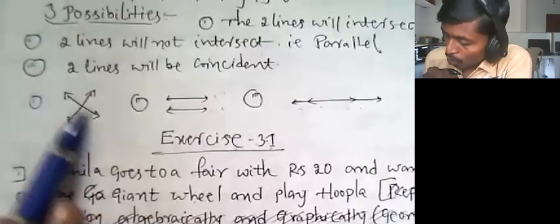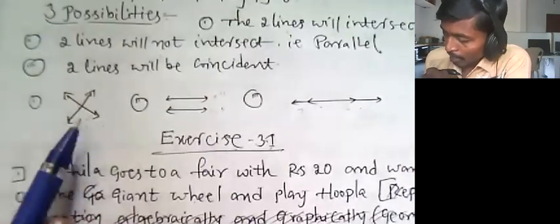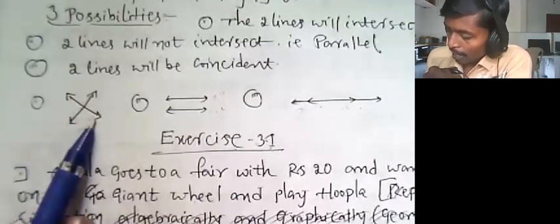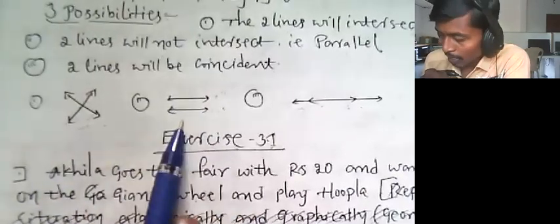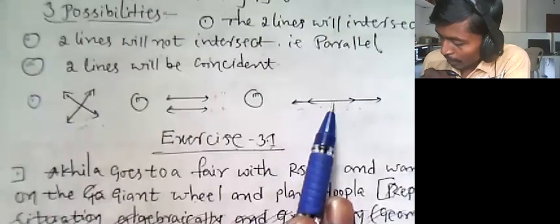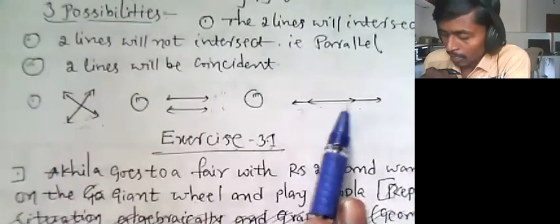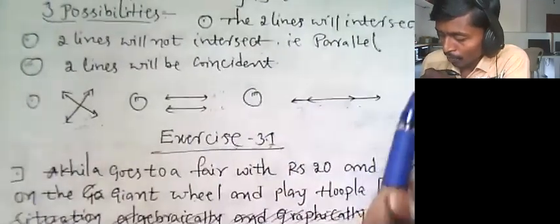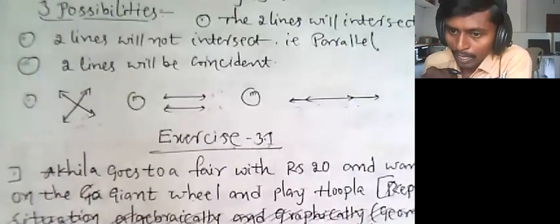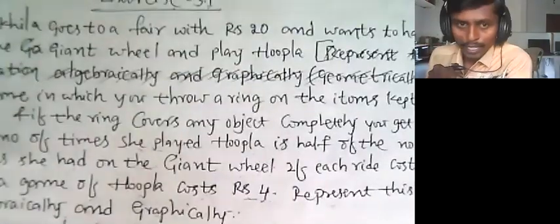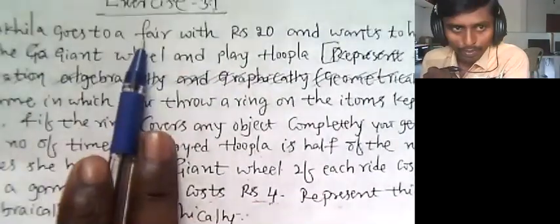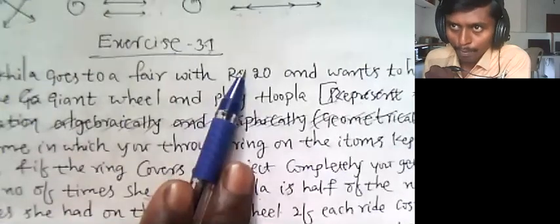Here the two straight lines may be intersecting each other, or the two straight lines may be parallel to each other, or the two straight lines may coincide. This type of graphs we will get in the problems. Mind it. In the last class also, I already gave this problem. What problem? Exercise number 3.1.